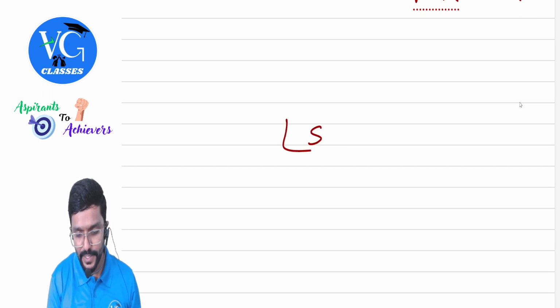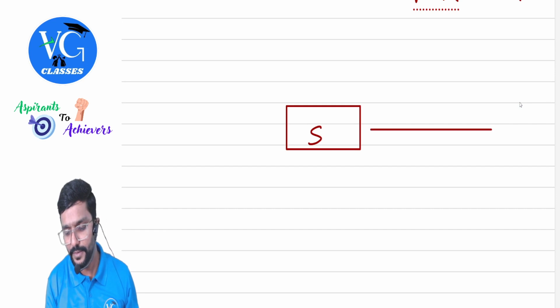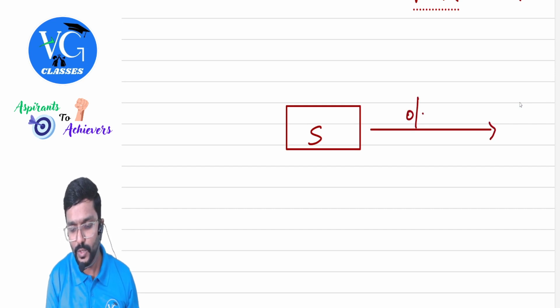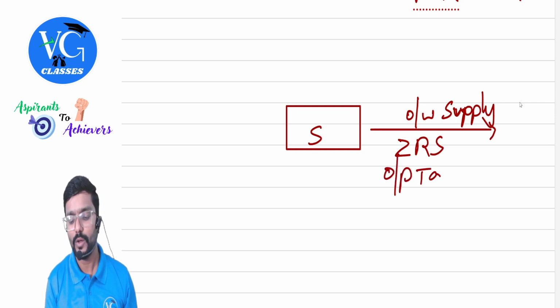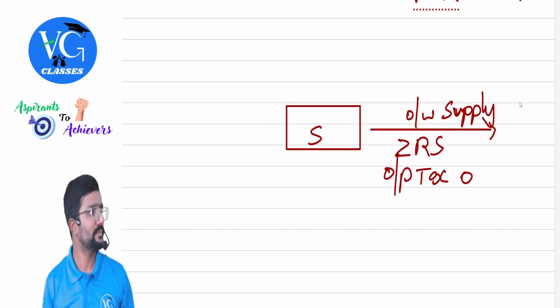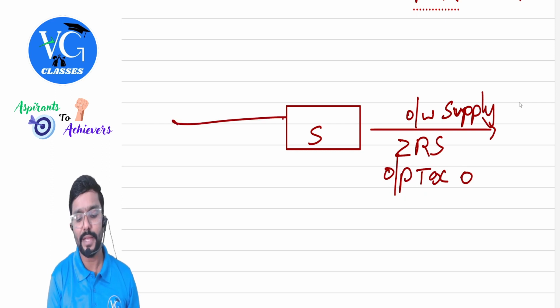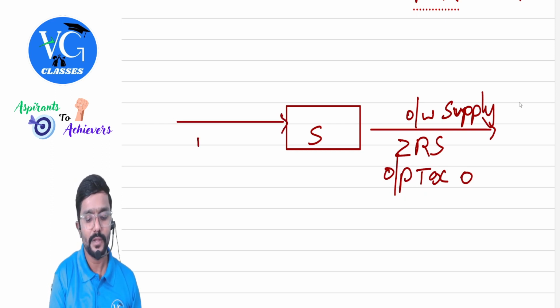Assume the supplier is there whose outward supply is zero rated supply. So what will be the output tax, guys? Hello, what will be the output tax? Zero. But on his inward supply, can he claim the credit, people? On the inward supply, can he claim credit? Yes.